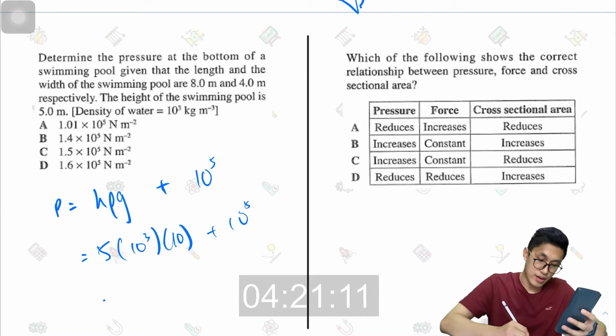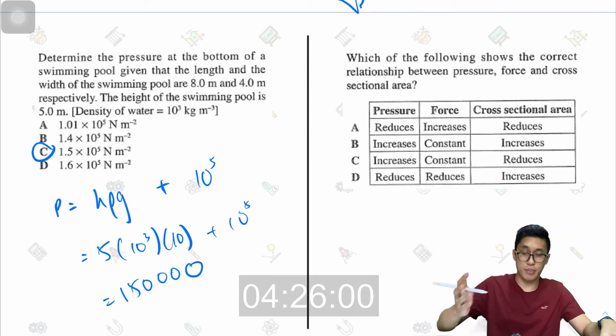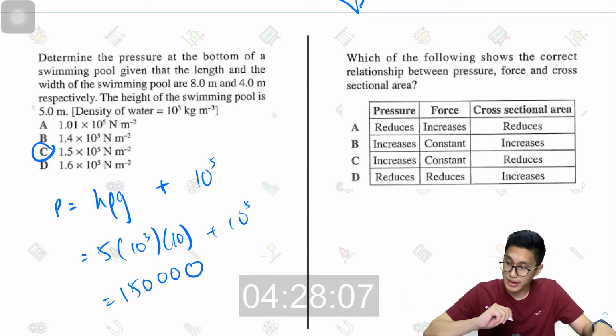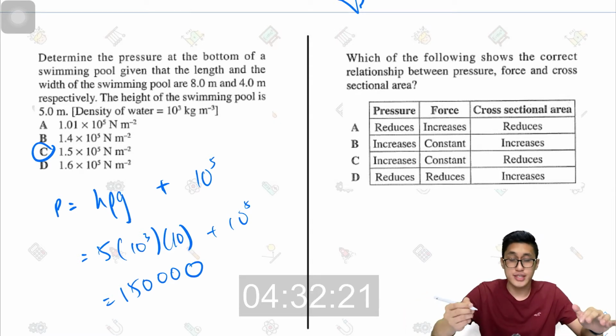So I'll get 150,000, which would be 1.5 times 10 to the power of 5. Okay, next one. Which of the following shows the correct relationship between pressure, force, and cross-sectional area?